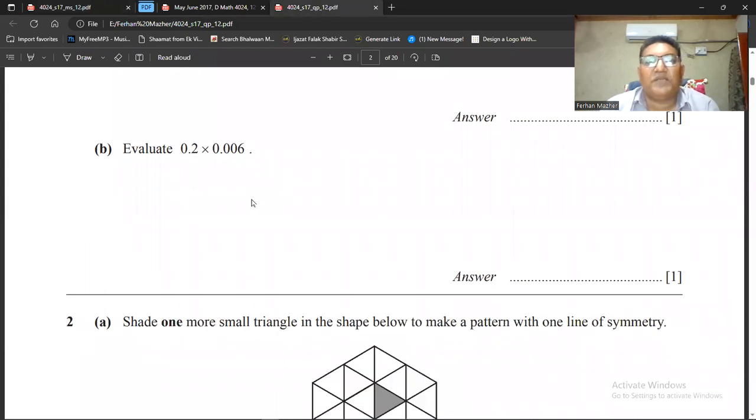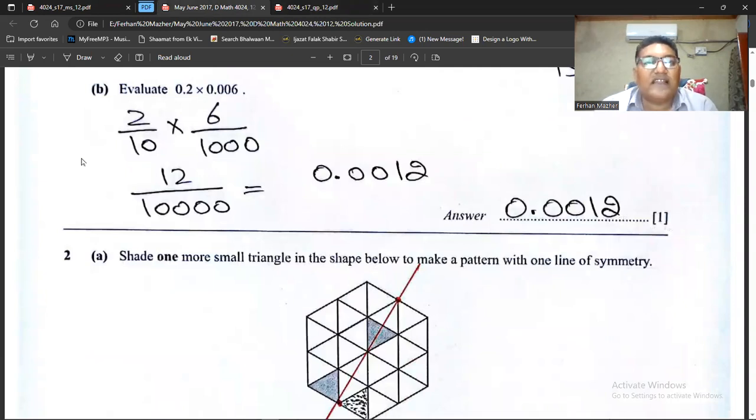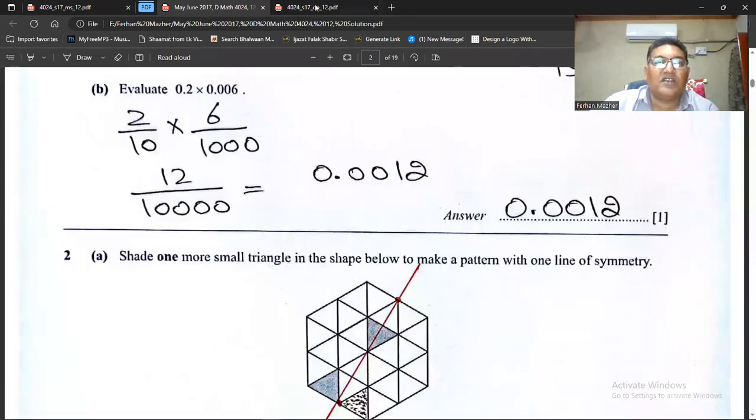Question number 1, B part. Evaluate 0.2 multiply 0.006. Here we have two decimal fractions multiplying with each other. If you want to get their answer, the technique is you remove the decimal. So it will become 2 by 10 multiply 6 by 1,000, and that will be 12 by 10,000. Then I will adjust the decimal. It will move 4 steps to the left, so it will become 0.0012. That is the right answer, sir. This is the solution.